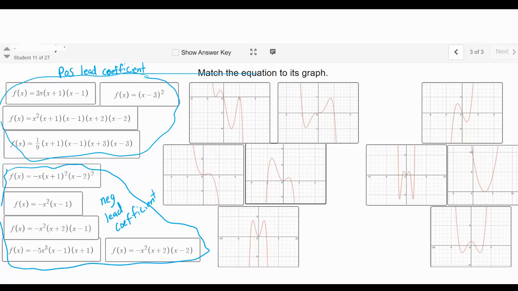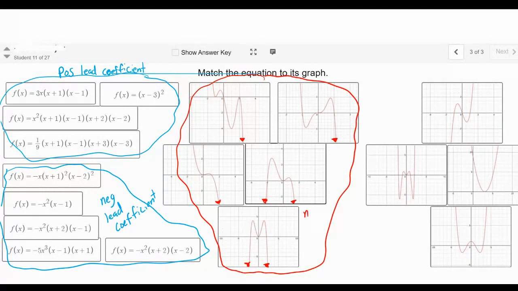Well, if you look at how I organized my graphs and look at the arrows, let me just change colors really quick. These arrows both point down, so that means it's going to be a negative leading coefficient. This graph too, also. And then these graphs, where there's one arrow up and one arrow down, you only look at the right side, and the right arrows all point down. So all of these graphs have a negative leading coefficient.